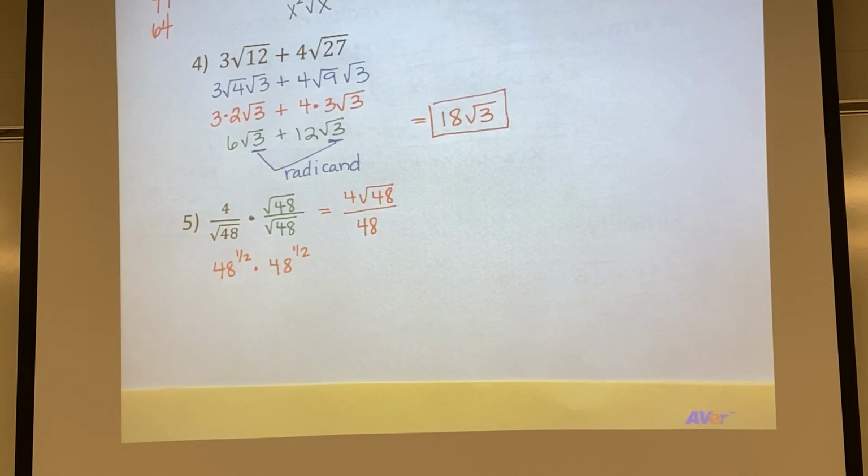That only works with square roots. We'll talk later about cube roots. So when you multiply 2 square roots together, it eliminates that square root, as long as that radicand is the same. All right, so now let's look at the numerator.